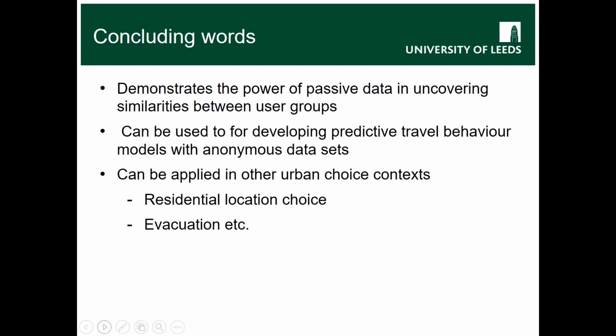So just in terms of the conclusions, the case studies and some of the other follow-up or related work that I have done demonstrate that passive data can still be used to uncover the similarities between the different user groups. And they can be used for developing predictive travel behavior models with anonymous data sets. And they can be applied in different urban choice contexts, like residential location choice or evacuation, etc.